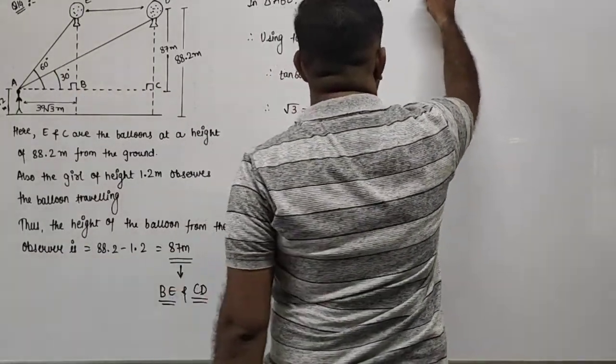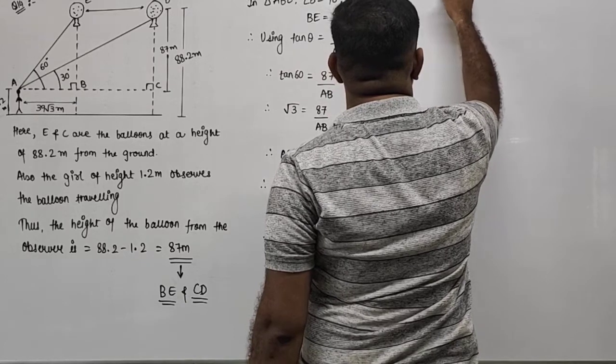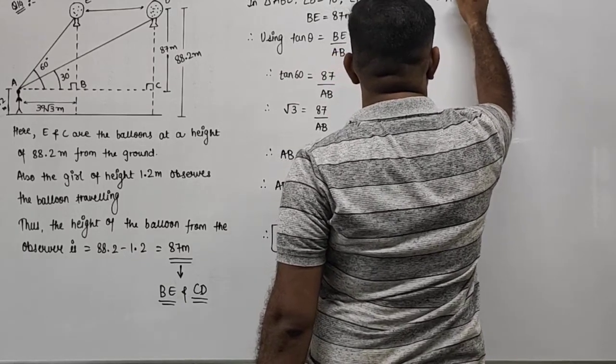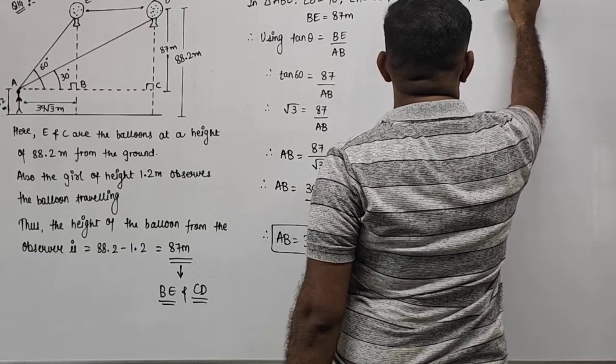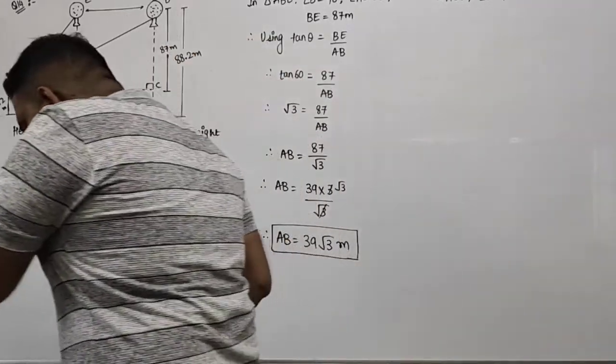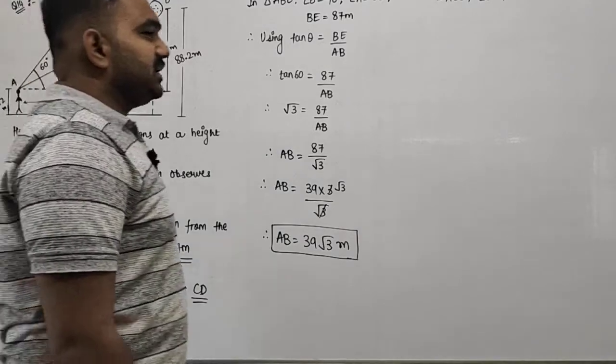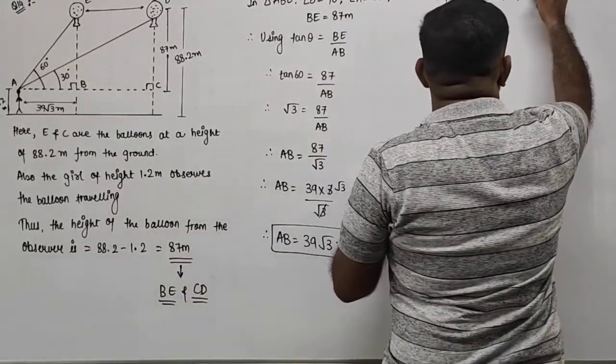Now in triangle ACB angle C is equals to 90 degree.